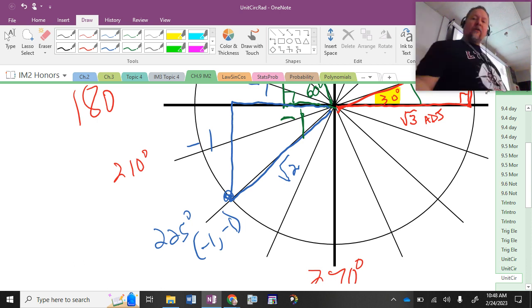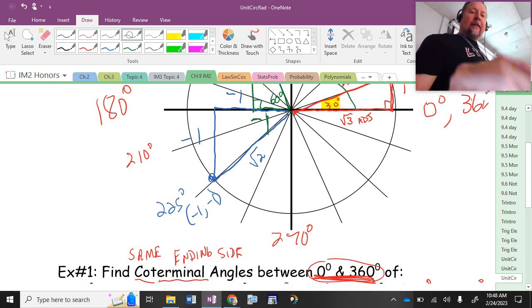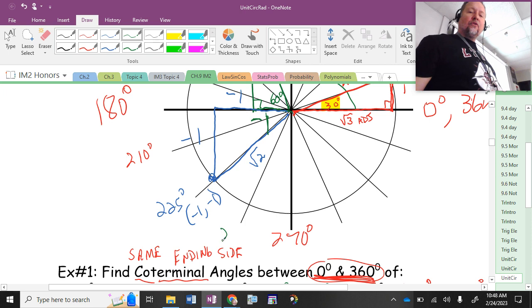All right, so that's a 45 in there, and that's what we're going to be doing later. 60 past 180. What's this angle measure right here? 3, 2, 1, go. 240. Now, 60 short of 360 is what? 3, 2, 1, go. 300. That's easy.